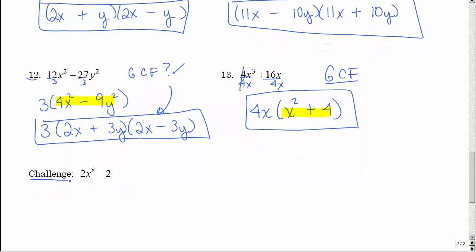Then I have a challenge problem for you. It has more than 2 steps. See what you can do with it.